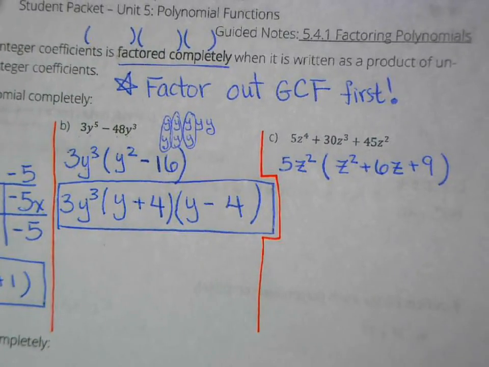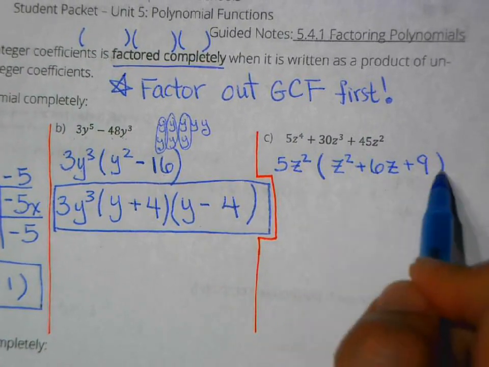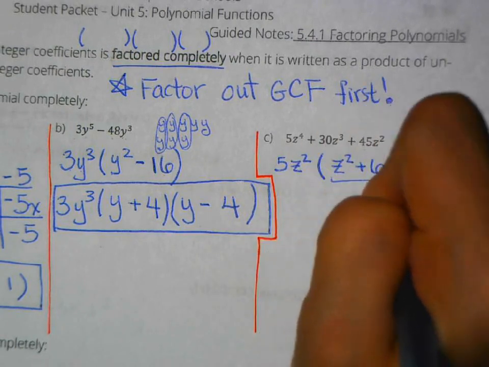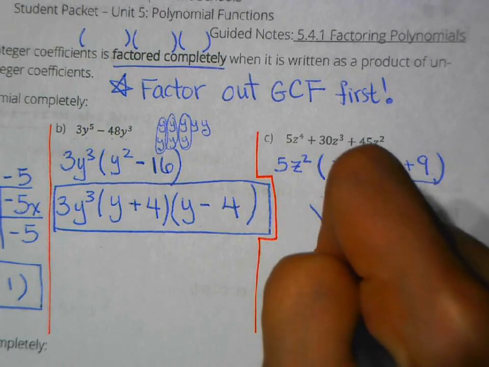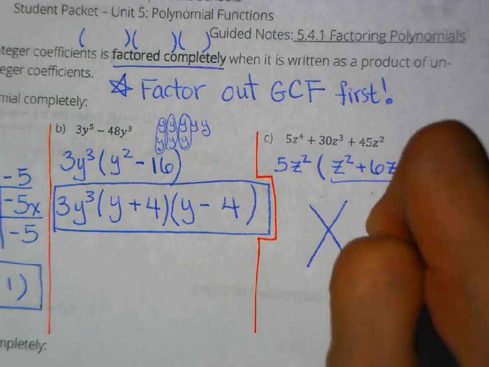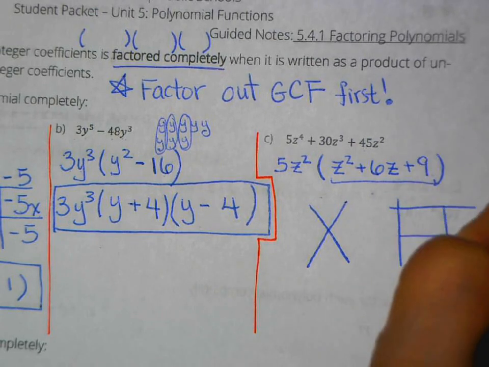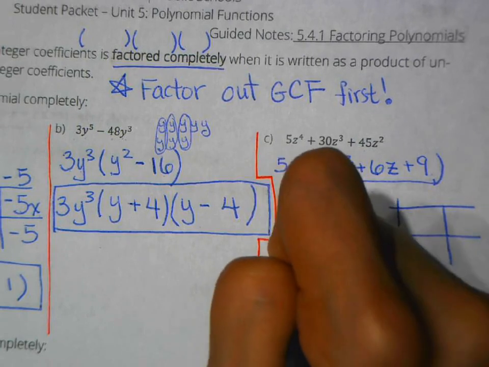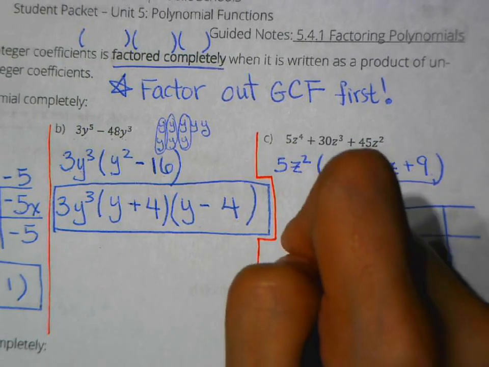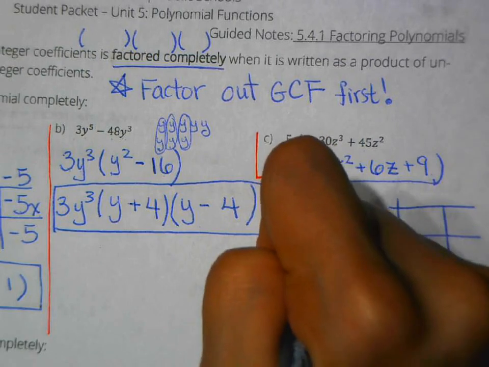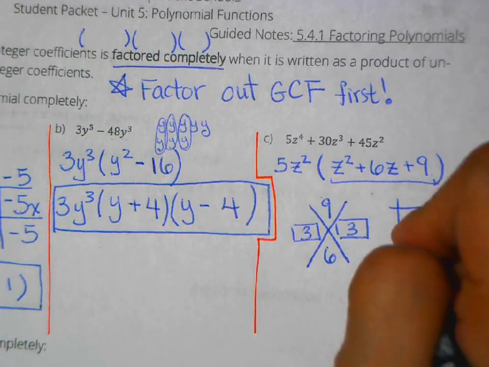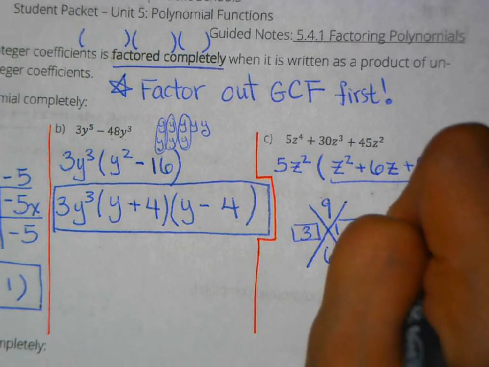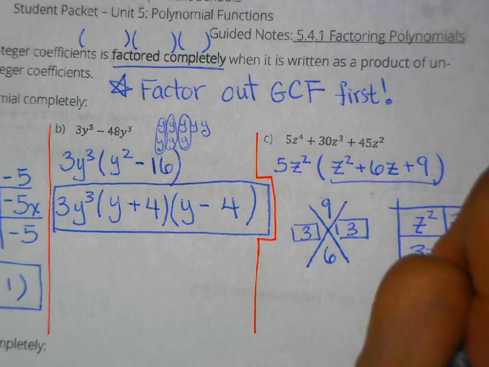Now I can look at these 3 terms. It is a quadratic, it is a trinomial, so I'm going to do an X box on this one. AC is 1 times 9, so 1 times 9 is 9. B is 6. 2 numbers that multiply together to get 9 and add up to get 6 are 3 and 3. So I get 3z, 3z. First square is z squared, last square is 9.